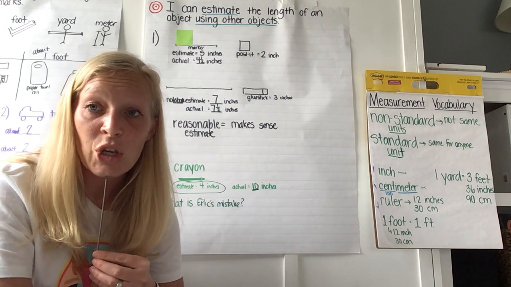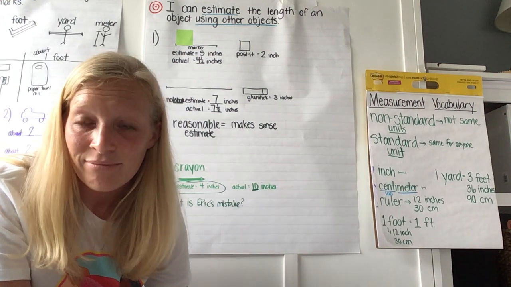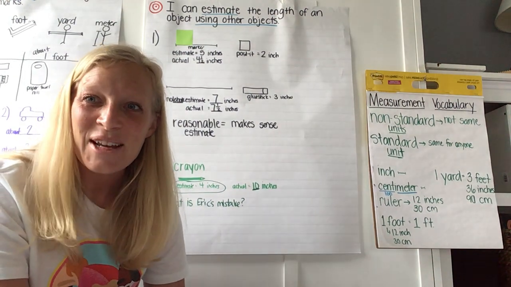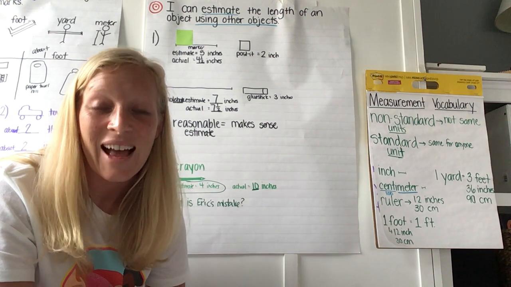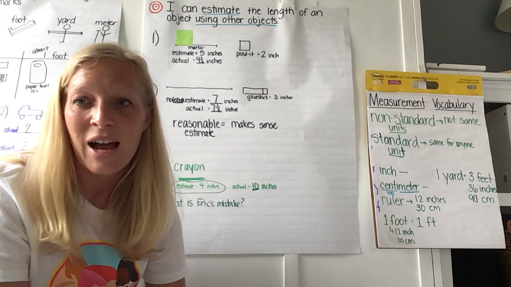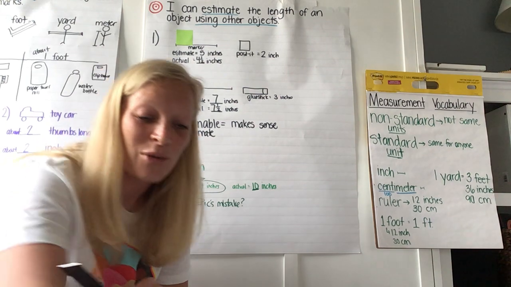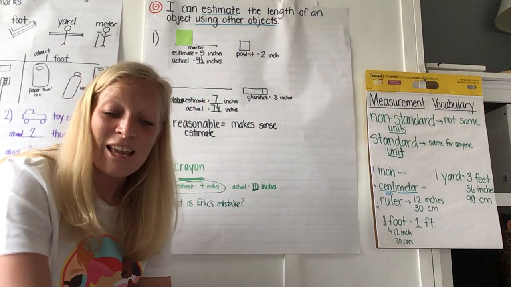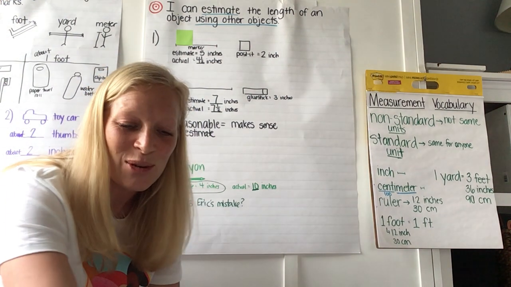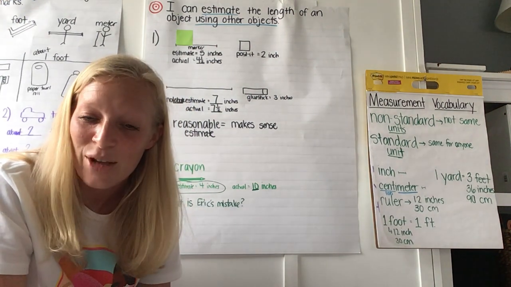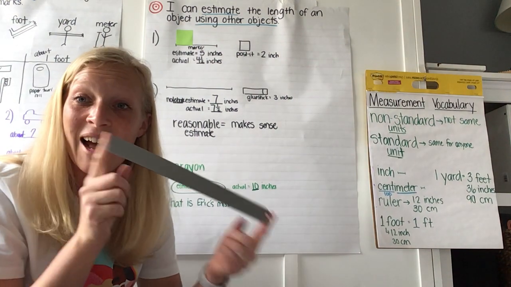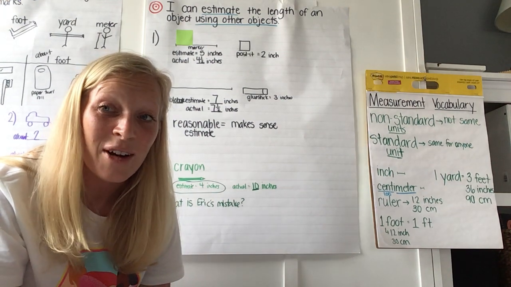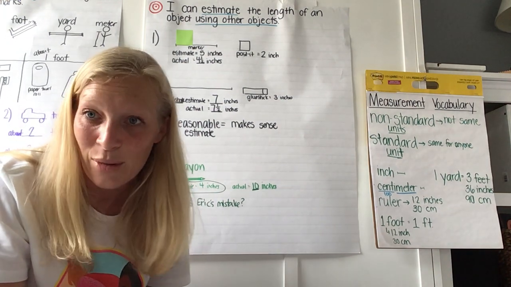Remember, when you are estimating, you can estimate using your body benchmark, or you can use what you know about other objects to help you make an estimation about how long something else is. If you know how long something like this is, you know how long a marker is. If you know how long this is, you can use it to make an estimate about how long something else is. You do not have to have a ruler with you at all times. You can use those benchmarks to help you make a reasonable estimate.